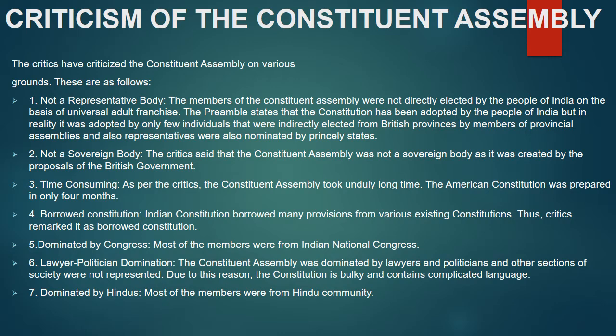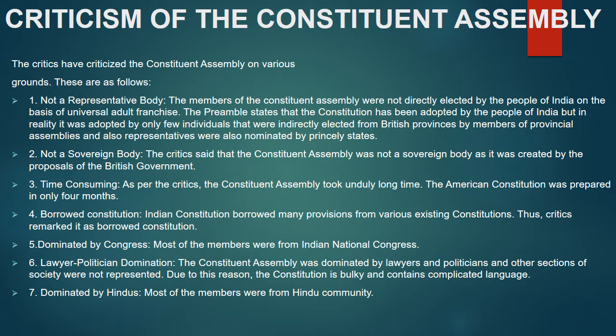Not a sovereign body. That is, the critics said that the Constituent Assembly was not a sovereign body; it was created by the proposals of the British government. That is, the Cabinet Mission was the source for this Constituent Assembly. Time consuming, that is, it took a long time, as per the critics. They said the American Constitution was prepared in only 4 months. But the point here is the American Constitution is very short compared to the Indian Constitution.